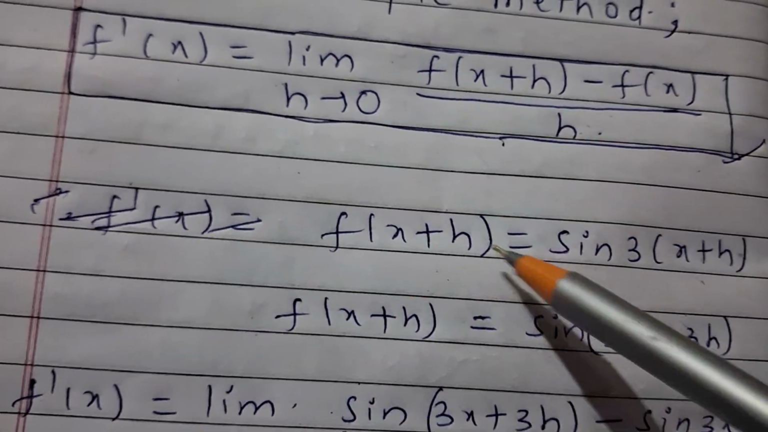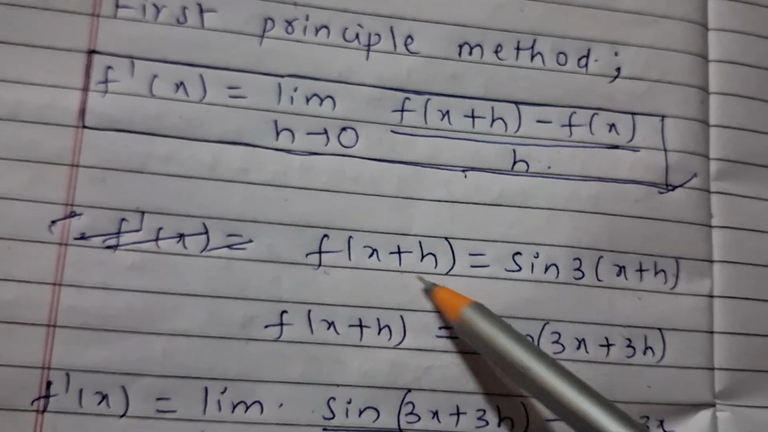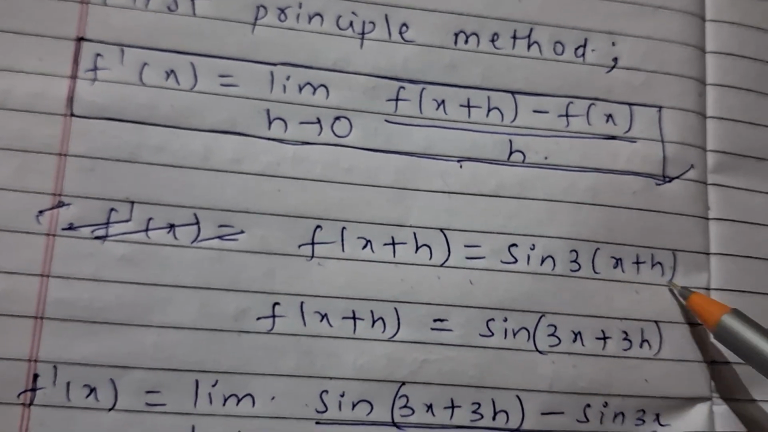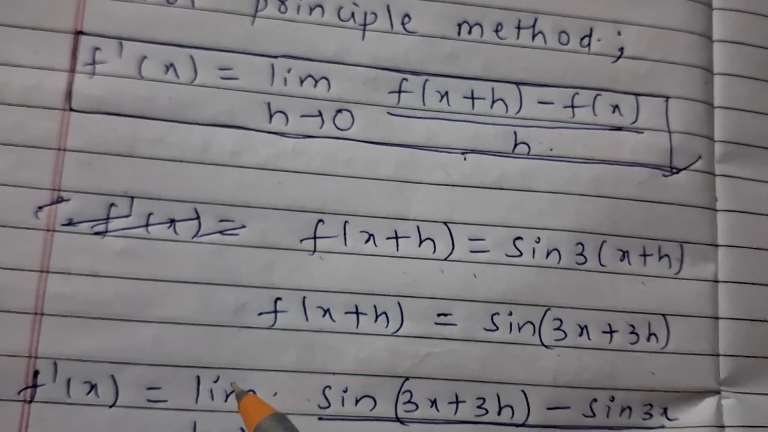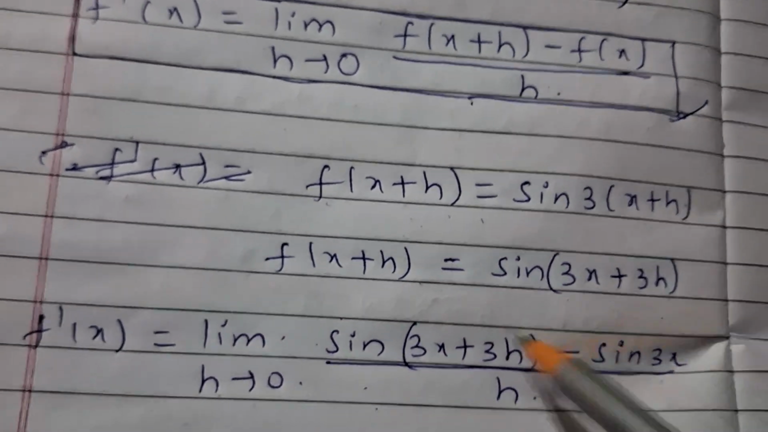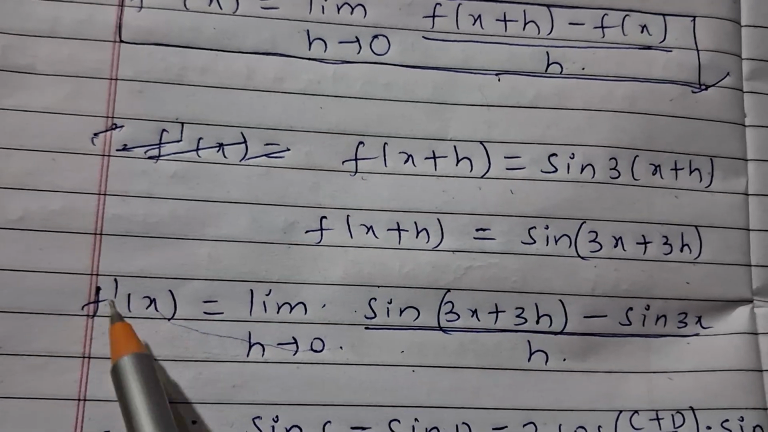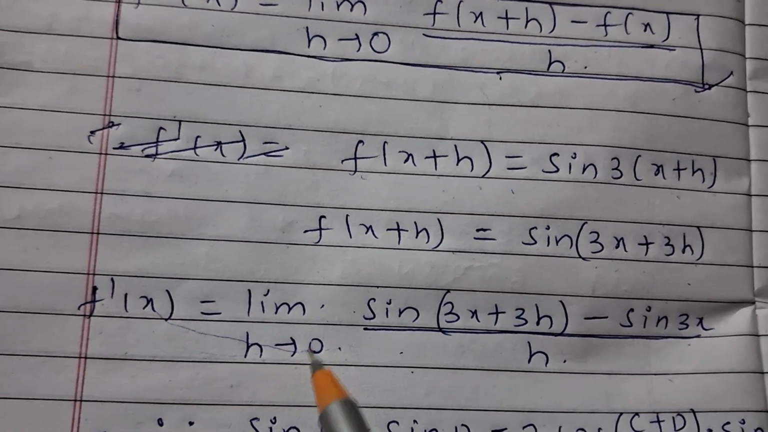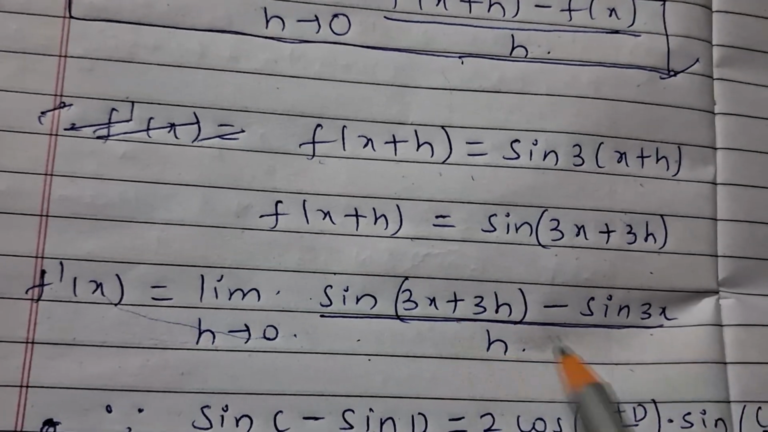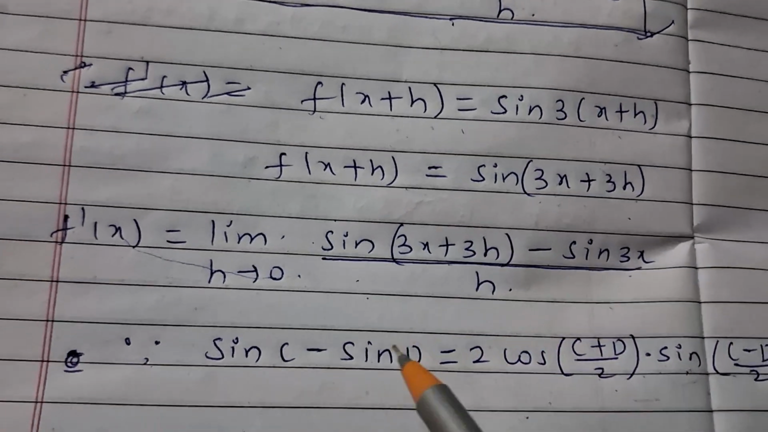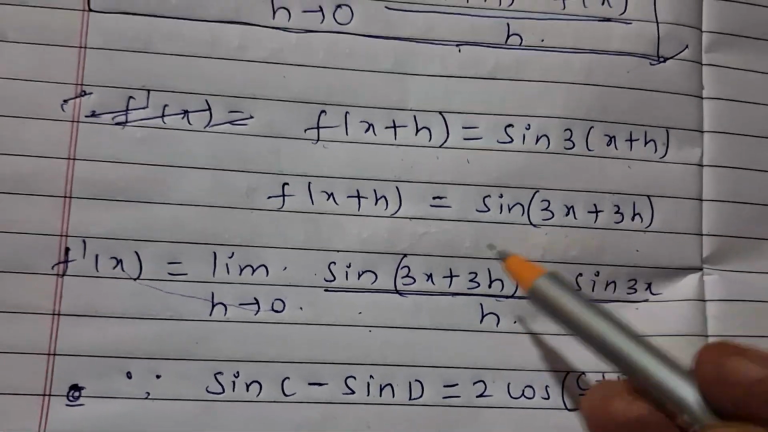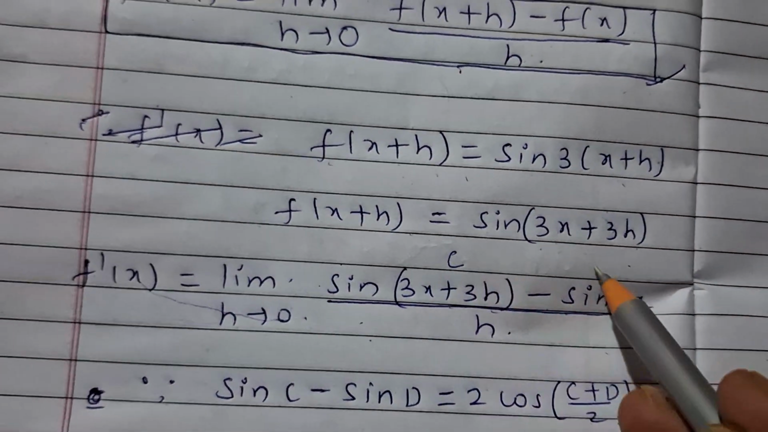Then we can write f(x+h). In place of x we write x+h, so f(x+h) = sin(3x + 3h). Then applying the formula, f'(x) = limit h tends to 0 of [sin(3x + 3h) − sin 3x] / h. Here you have to remember this is C and this is D.